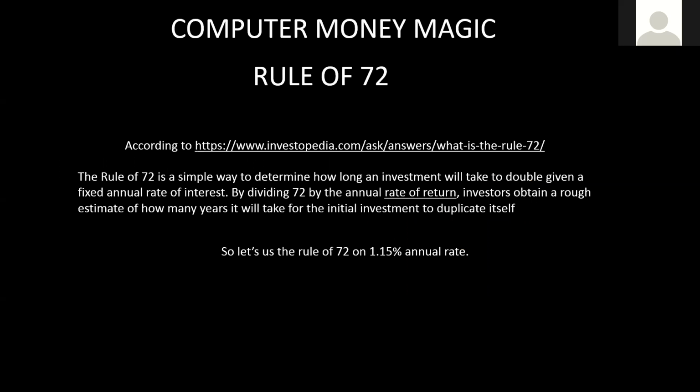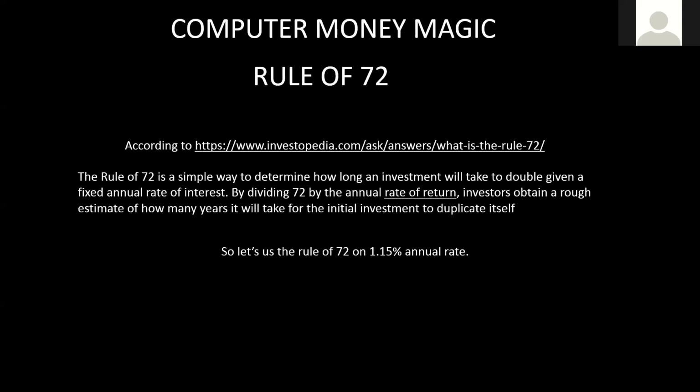But let's talk about the Rule of 72. So, according to Investopedia, the Rule of 72 is a simple way to determine how long an investment will take to double given a fixed annual rate of interest. By dividing 72 by the annual rate of return, investors obtain a rough estimate of how many years it will take for the initial investment to duplicate itself.